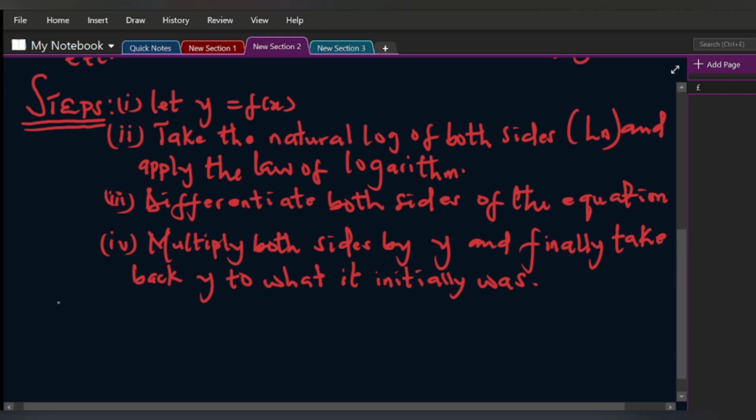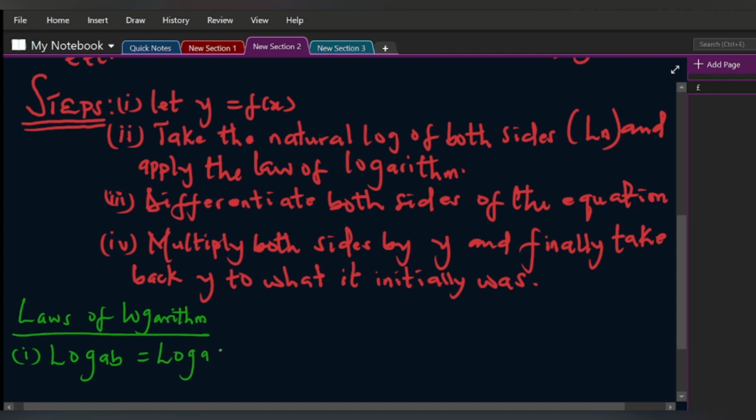The laws of logarithm. We have the product law of logarithm, which is the multiplication law. It states that when you have two different expressions multiplying each other under the log sign, they can be split in this manner: log A plus log B. This is the product or multiplication law of logarithm.